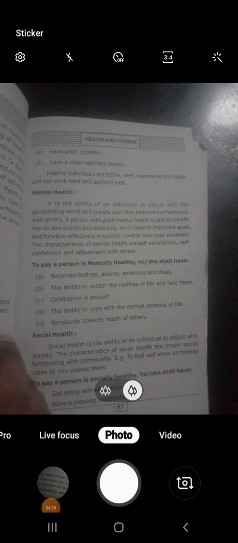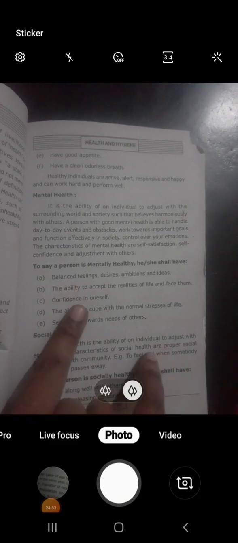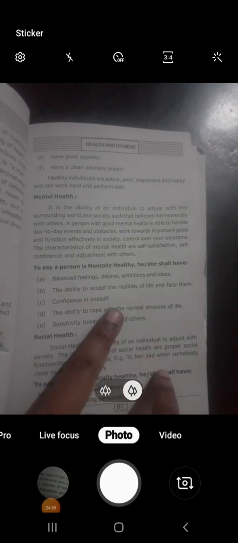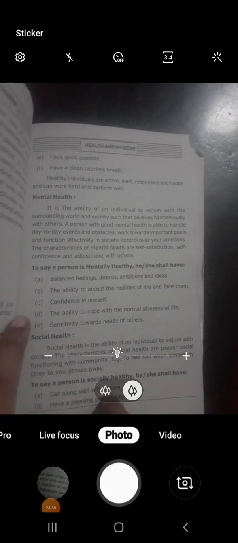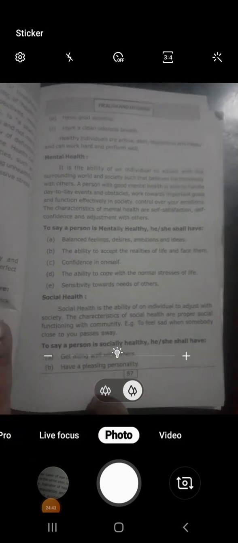And coming to mental health, it is nothing but adjustment and the surroundings around this society, what is happening. So it also affects our health, day-to-day events also affect our health. So balanced feelings, ambitions, accepting the realities of life, having confidence in oneself, coping with the normal stress of life, and sensitivity towards the needs of others. This is all mental health.